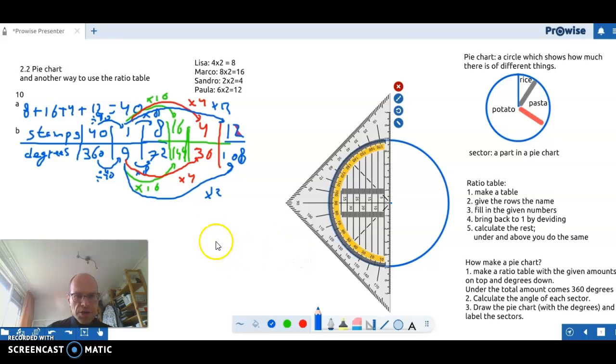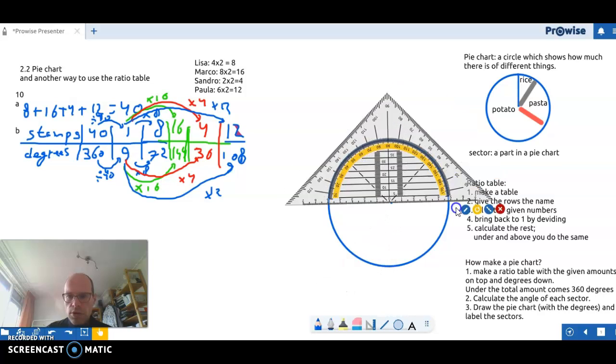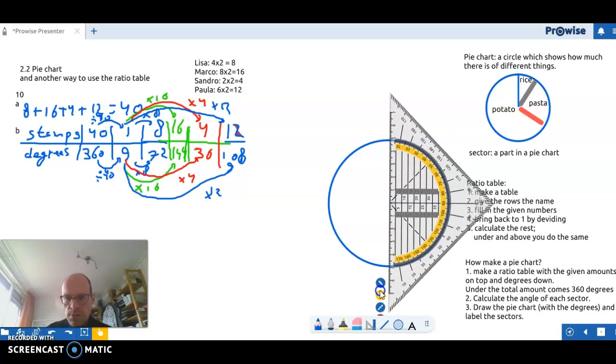We need to draw Lisa's sector first. Lisa, remember, was the 8, so we needed to have 72. I'm first going to rotate the geo. I almost mixed up that I need to rotate the geo. Okay, how do you draw 72 degrees?